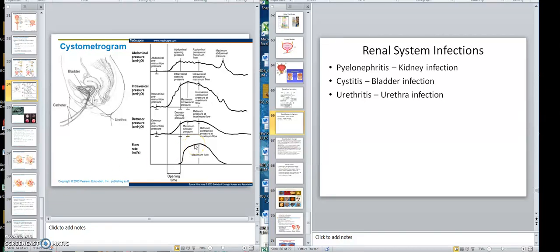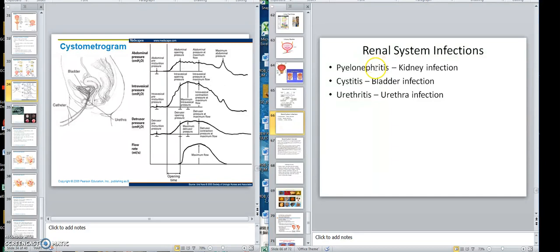All right, class, we're going to talk briefly about just a few renal pathologies. Just a few. You'll get more in your clinical program, so this is just a brief look at some. All right, we'll start first with renal system infections.